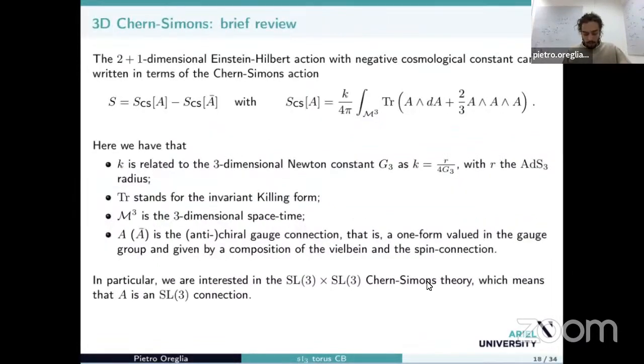So, it is an established fact that the 2+1 dimensional Einstein-Hilbert action with negative cosmological constant can be written in terms of the difference of two Chern-Simons actions in this way, where the Chern-Simons action is this action over here. Here the level K is related to the three-dimensional Newton constant in this way, where R is the AdS3 radius. The trace here is the standard invariant Killing form, and the manifold over which we integrate is the three-dimensional space-time. And then we have introduced A and A bar.